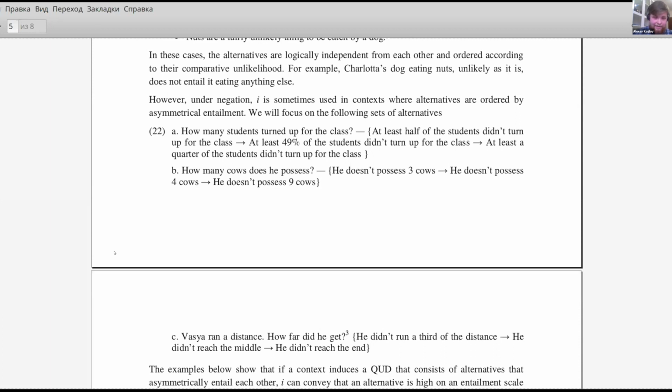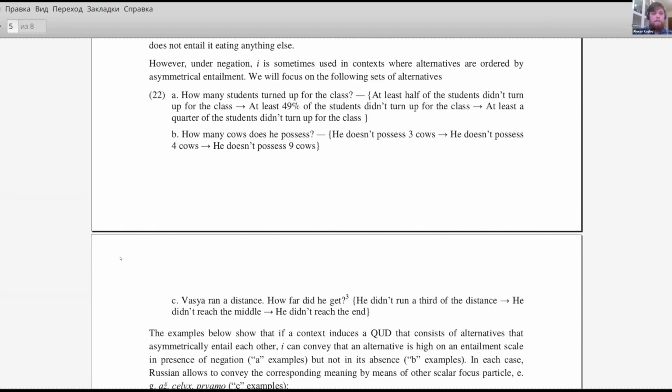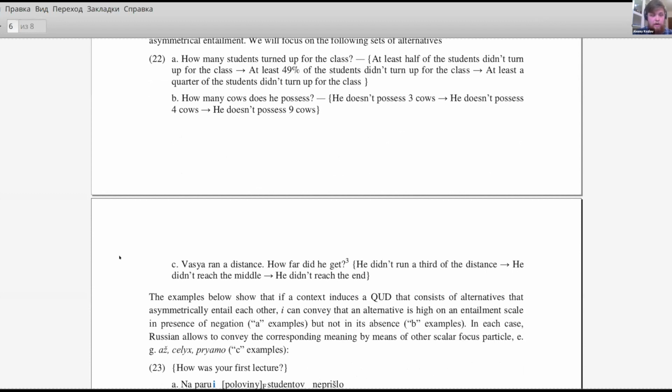Similarly, that may sound peculiar, but he doesn't possess 3 cows entails that he does not possess 4 cows. And if Vasya ran a distance, and he didn't run even a third of the distance, that entails that he didn't reach the middle, and he certainly did not reach the end, right? And it is not mere likelihood. These alternatives are truth conditionally dependent on each other in an asymmetrical way. And so under negation, but not without the negation, it can be used to mark that the prejacent alternative is relatively high on such a scale.